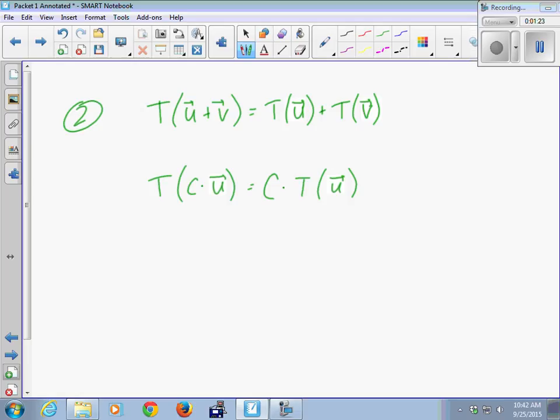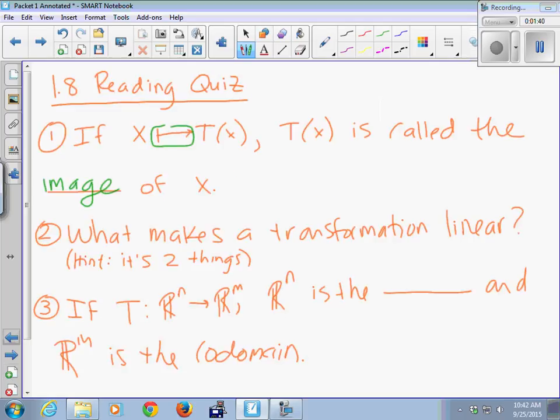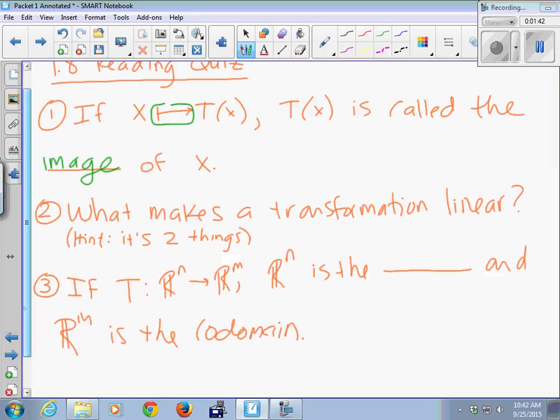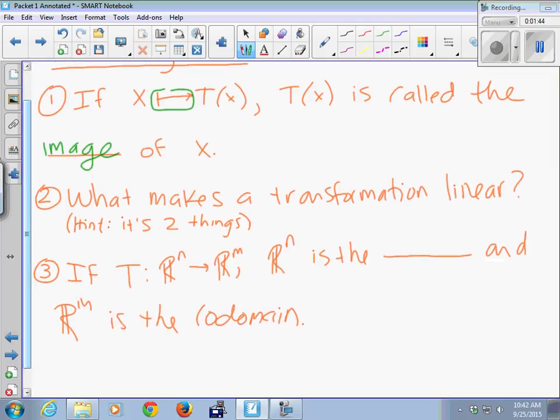So that's what makes a transformation linear. Addition can be done before or after the transformation. Multiplication by a scalar can be done before or after the transformation. We'll do some examples to help you see what that means. If T goes from Rn to Rm, what is Rn called? Domain, good.